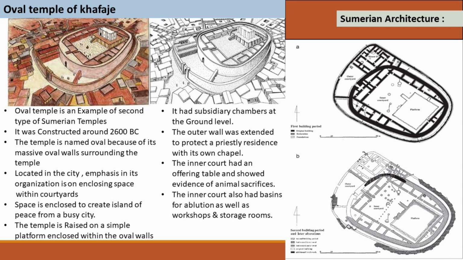The temple is raised on a simple platform enclosed within the oval walls. It has subsidiary chambers at the ground level. The outer walls were extended to protect the priestly residence with its own chapel. You can see this on the ground floor plan. Then the inner court had an offering table and showed evidence of animal sacrifices. The inner court also had basins for ablution as well as workshops and storage rooms.